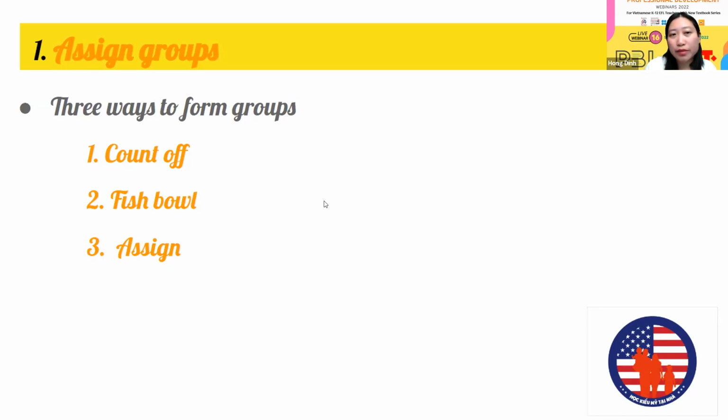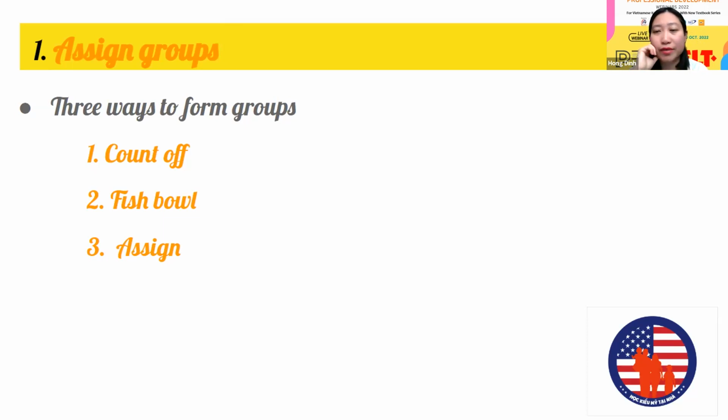There are 3 ways to form a group. You can either count off, or do fishbowl, or assign. So count off is when you have your students count from 1 to however many groups you want to have, like 5 or 6, so they count up from 1 to 6. If you want to have 3 groups, then you just have them count 1, 2, 3, 1, 2, 3, and then all the 1s together, all the 2s together, and all the 3s together.